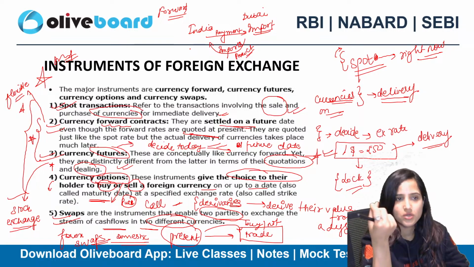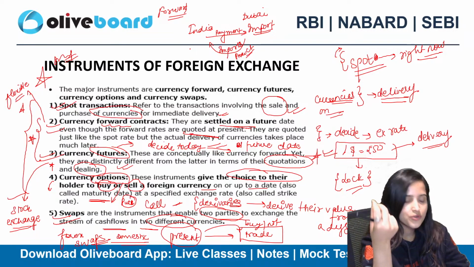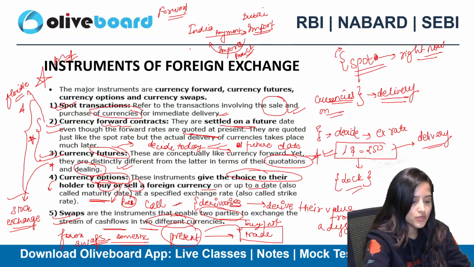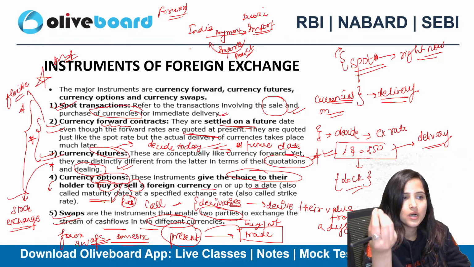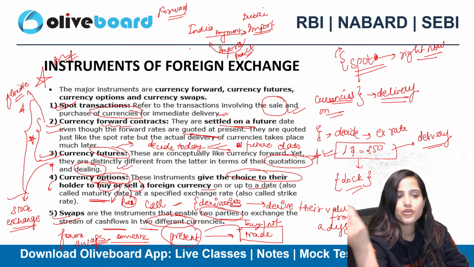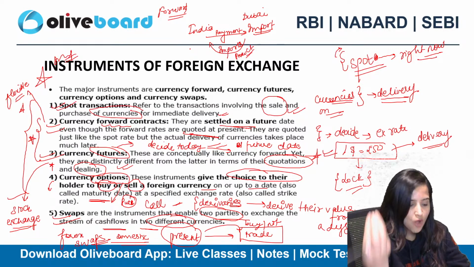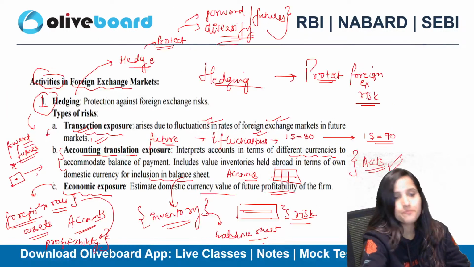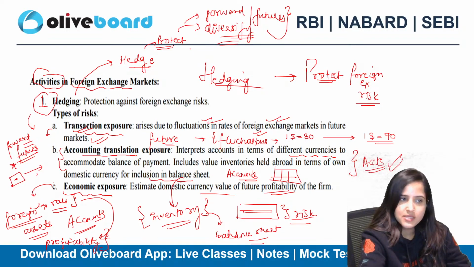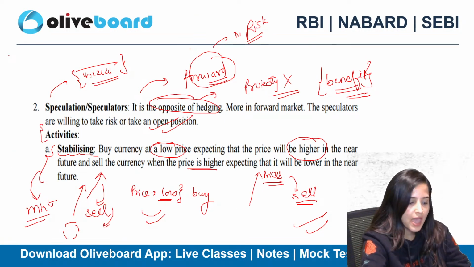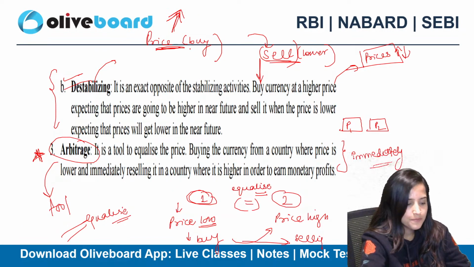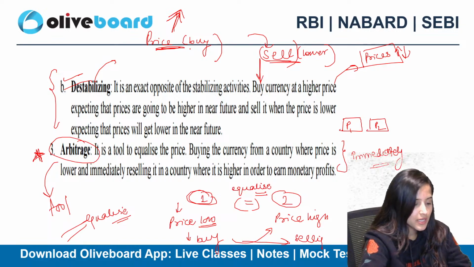Then we talked about instruments of foreign exchange. Now this is very important. Please do not forget this. Try and revise this, learn this one by one, so that you don't forget it. ठीक है. So in this we have talked about your spot transactions, currency forward contracts, currency futures, currency options, swaps, ये सब हमने बात की है. ठीक है. Then we talked about activities like hedging, speculation and arbitrage. ठीक है, clear है ये?